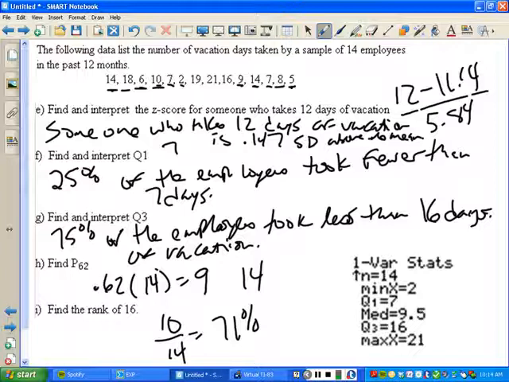Notice how when I interpreted every time, what did we go back to? The number of days of vacation people took. That's the major thing you want to focus on. Now the test will probably not ask you for the number of days of vacation. It'll ask you for something else. Interpret back to whatever I ask you for. Yes? The one before that, the P62, how do you interpret that? 62% of the employees took less than 9 days of vacation. Less than. Okay.